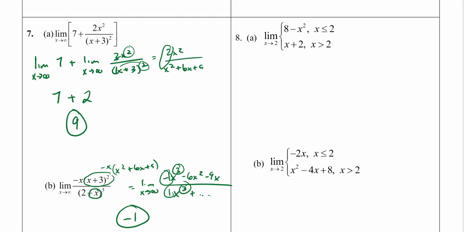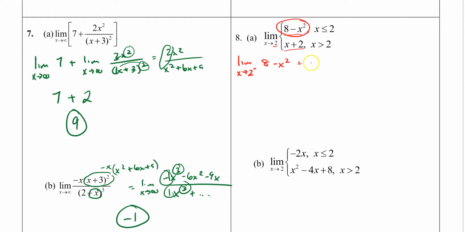So since we have a piecewise function, I can plug the value of 2 into both the top function and the bottom function, see what happens. If they match, we have a limit. If they don't match, we don't have a limit. So first I'm going to check the limit as x goes to 2 from the negative side, which would be 8 minus x squared.